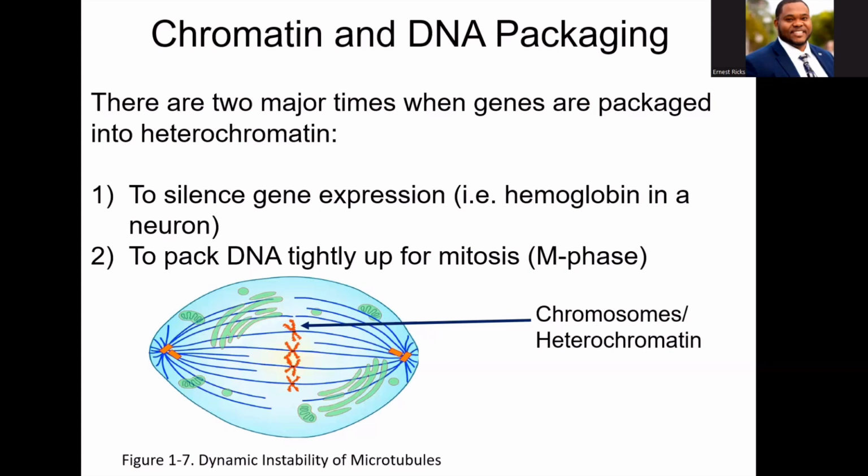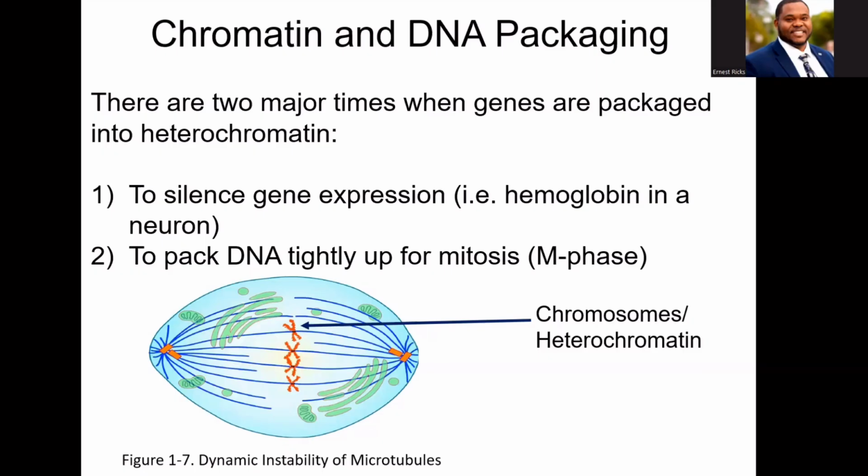What are two major times when genes are packed into heterochromatin? One is to silence gene expression. And that example of hemoglobin and neurons is one of those examples that we keep using just because it makes a lot of sense, and it'll help you recognize that. Two is to pack DNA tightly up for mitosis.